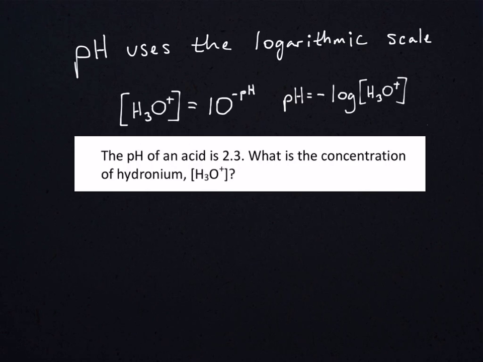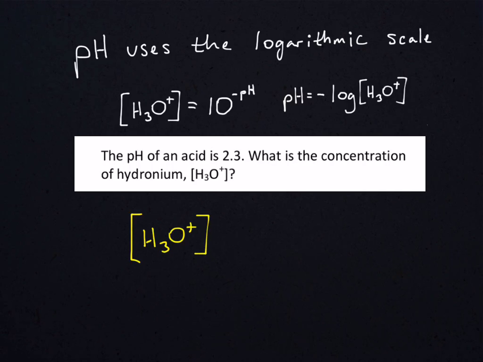Read it. The pH of an acid is 2.3. What is the concentration of hydronium, H3O plus? Well, hey, gang, look. We know the pH, and so we're going to use the formula on the left. I'm going to write it out one more time for us. We write this on page 8? No. We're still in the notes. Not on page 8. This is still page 9.